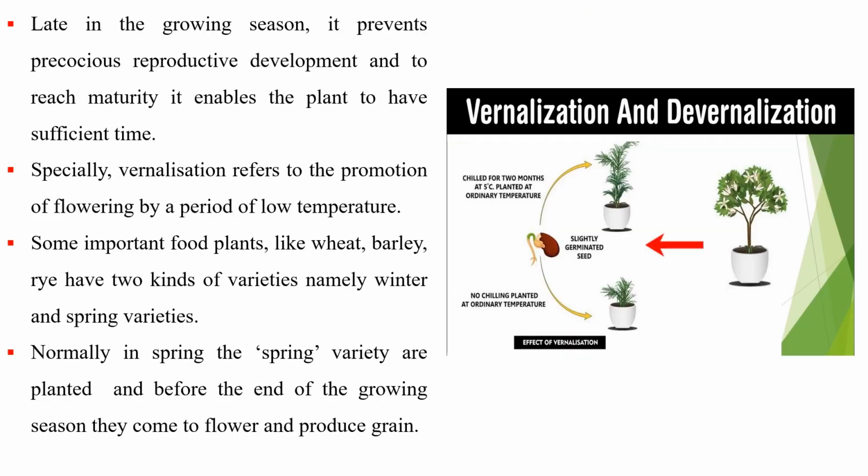Late in the growing season, it prevents precocious reproductive development, and it enables the plant to have sufficient time to reach maturity. Especially, vernalization refers to the promotion of flowering by a period of low temperature. Some important food plants like wheat, barley, and rye have two kinds of varieties, namely winter and spring varieties. Normally, in spring, the spring varieties are planted and before the end of the growing season, they come to flower and produce grain.